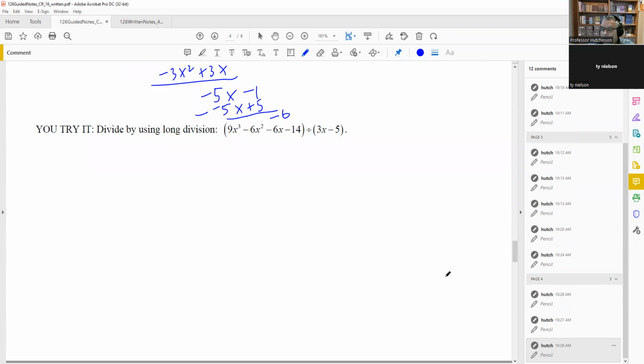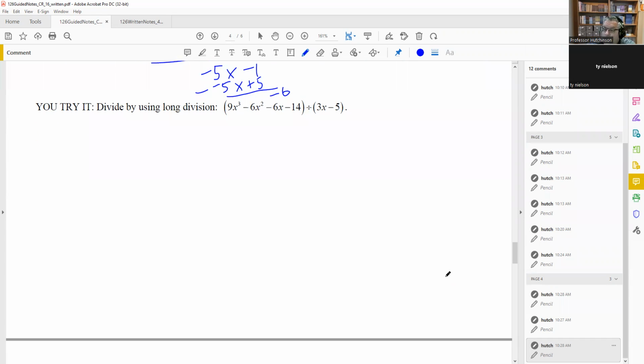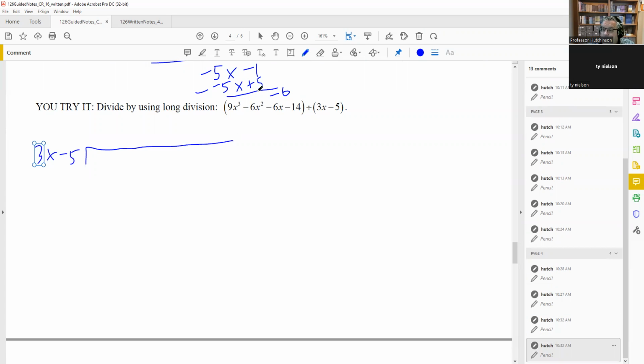All right, so now we have a you-try-it problem, one you can do for practice, but we'll just go ahead and do this one together here. So 3x minus 5 goes outside. Now we don't need to put any placekeepers in because all the powers are already accounted for here. So for that, x minus 14. Okay, so now we can just jump right into the long division.